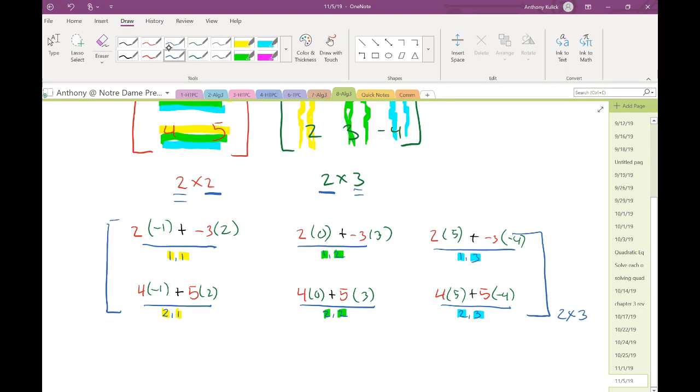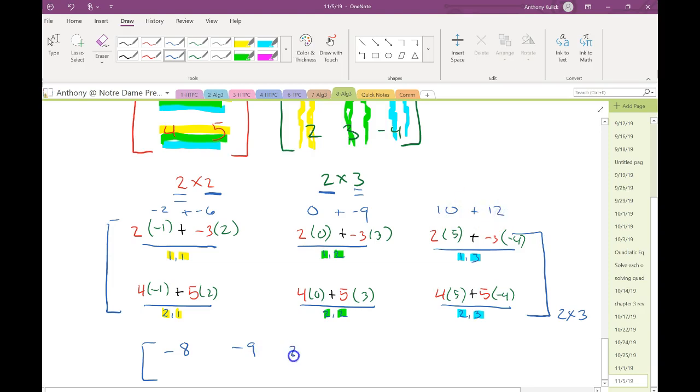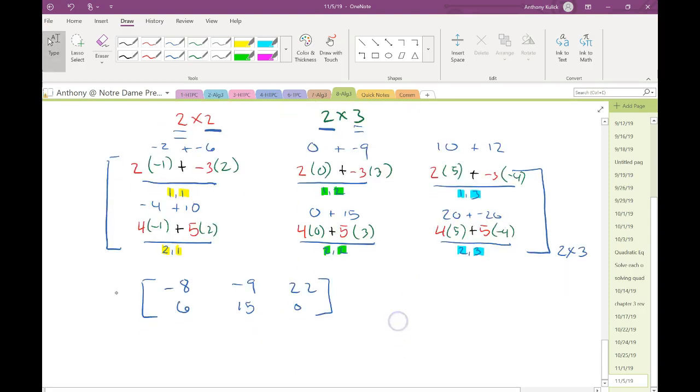get our answer. So I'm going to get negative 2 plus negative 6. That's going to give me a negative 8. 0 plus negative 9. That's negative 9. 10 plus 12 is 22. Negative 4 plus 10, that's 6. 0 plus 15, that's 15. And 20 plus a negative 20, that's 0.